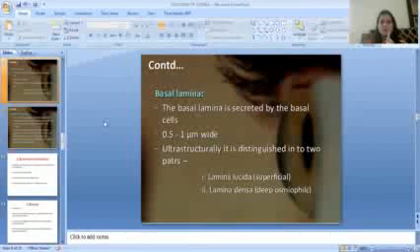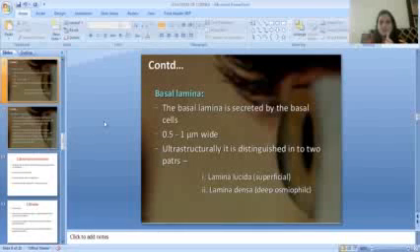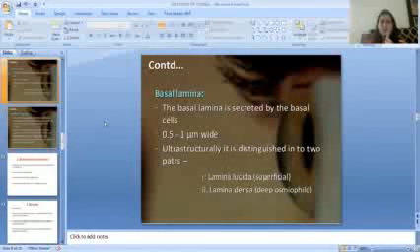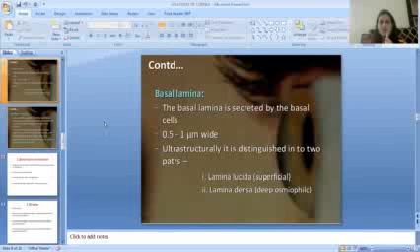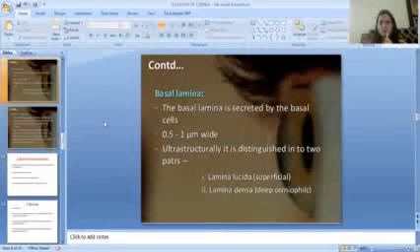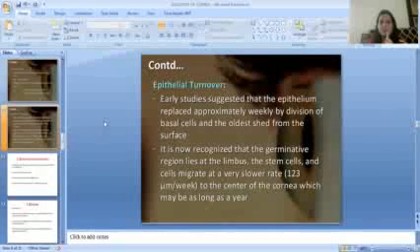It is 0.1 to 1 micrometer wide. Ultrastructurally, it is distinguished into two parts: lamina lucida and lamina densa. Lamina lucida is superficial, lamina densa is deep and osmophilic. Then epithelial turnover. Early studies suggested that the epithelium is replaced approximately weekly by division of basal cells and the older cells shed from the surface.